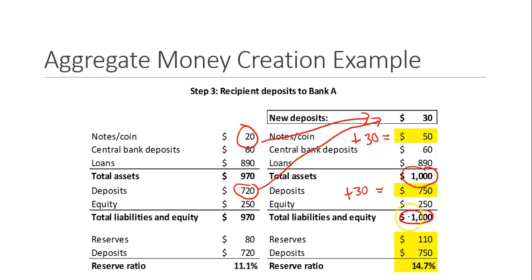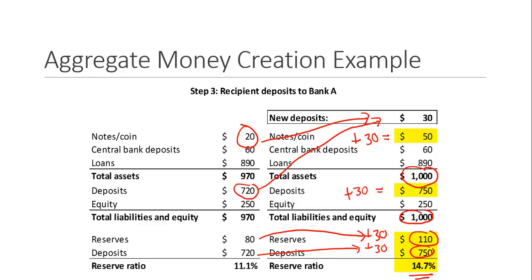And let's look at the situation of reserves and deposits to calculate our new reserve ratio. Reserves has gone up by 30 as a result of the new deposit to equal 110. Deposits is also up by 30, a new amount of 750, and the resulting new reserve ratio is 14.7%, which is an increase from our reserve ratio of 11.1%. So Bank A's initial position was a reserve ratio that decreased when they made a loan, and now it's increased with this new deposit. So let's look at the aggregate.